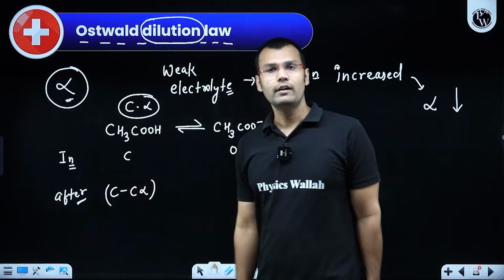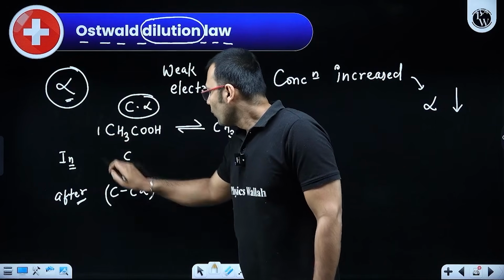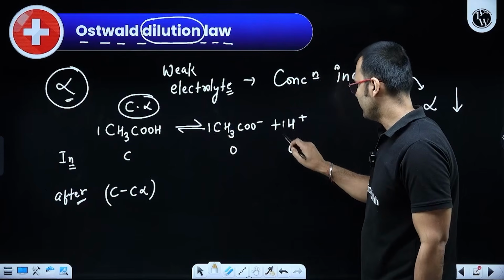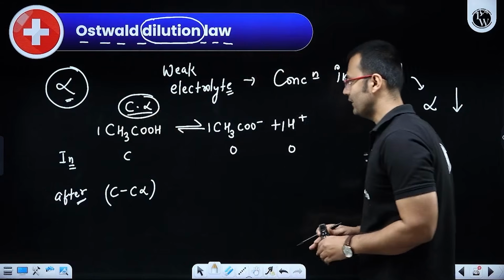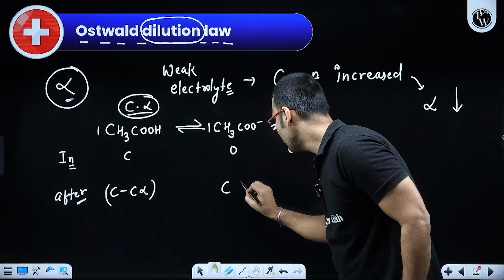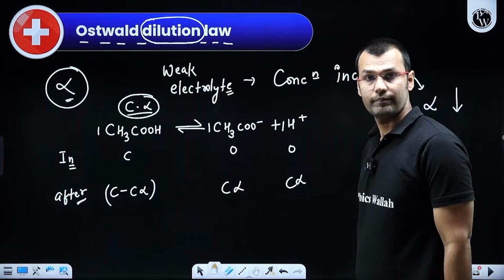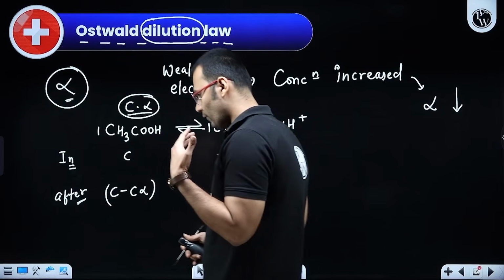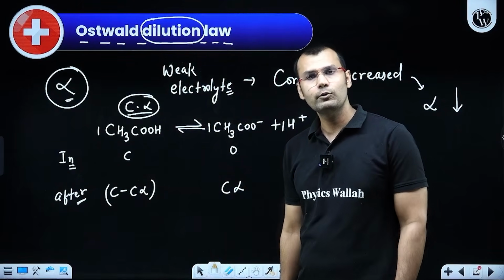And now again, if you apply stoichiometry, 1 mole of acetic acid produces 1 mole of acetate ion and 1 mole of H+ ion. So by the dissociation of C alpha part of acetic acid, I will get C alpha part of acetate ion and C alpha part of H+ ion. This is in general, for that weak electrolyte whose n-factor is 1.